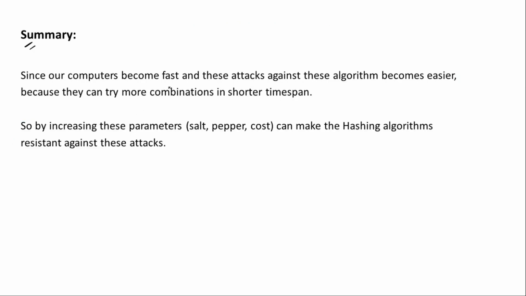Since our computers are becoming faster, attacks against these algorithms become easier because they can try more combinations in a shorter time span. So by increasing these parameters like salt, pepper and cost, we can make the hashing algorithm resistant against these attacks. So I hope the session has been informative.